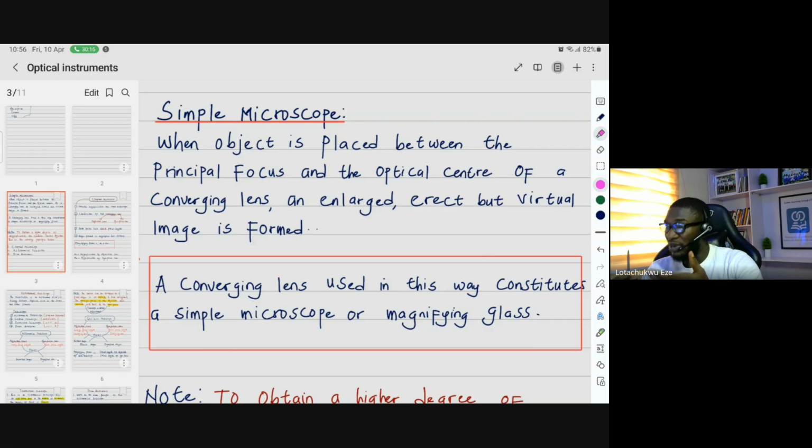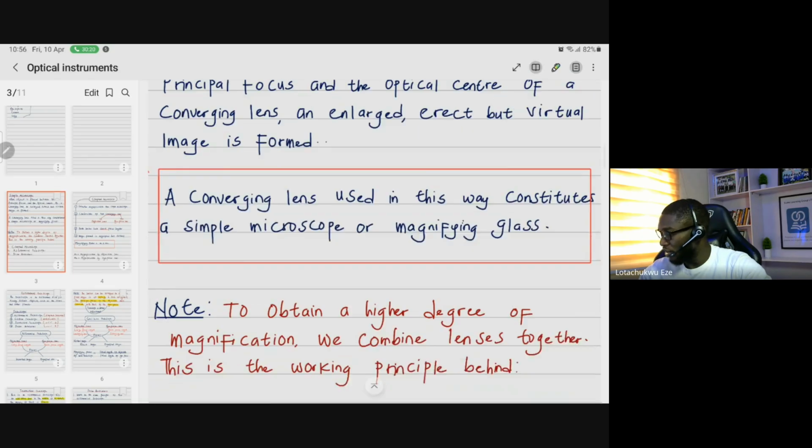I don't know if you've seen a magnifying glass before, but it actually serves very well. It's a very good instrument that explains this.